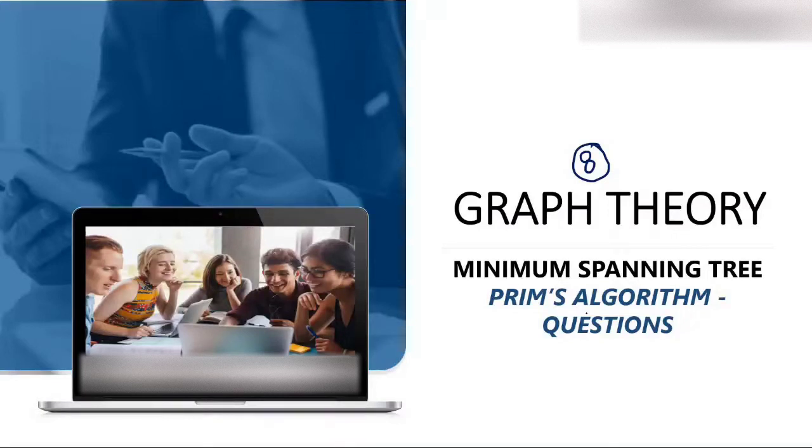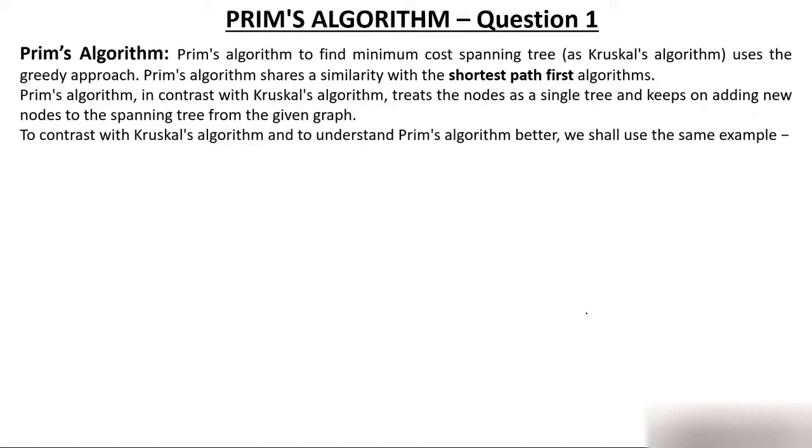And again, I always follow reverse engineering. Reverse engineering means I first solve the question using the algorithm, and then I discuss the algorithm, because once you solve the question, you have a proper understanding of how the algorithm is working. Fine. And at that moment, it becomes easy for you to understand the algorithm. So let's start with Prim's algorithm question number one, and first a little discussion on Prim's algorithm.